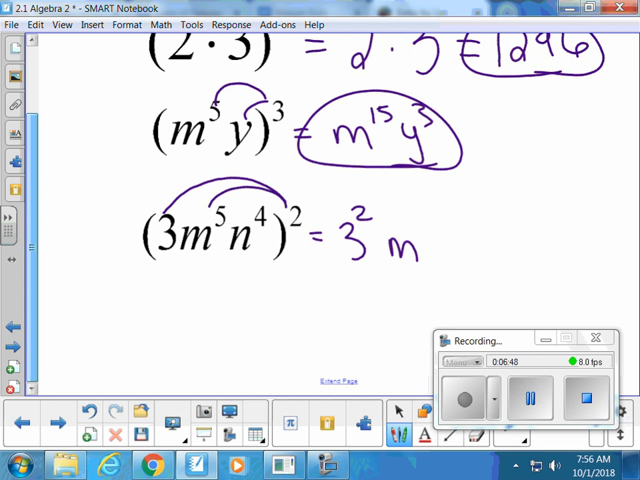The 5 and the 2 will multiply. They're both exponents. So it'll be a 10. The 4 and the 2, they'll multiply. They're both exponents. It'll be an 8. So my final answer, 9 m to the 10 n to the 8.